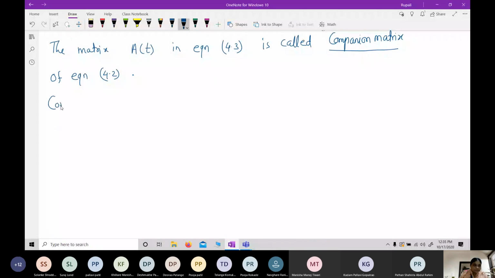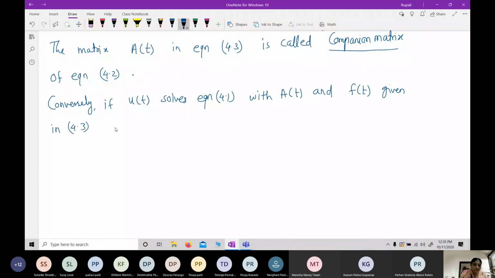Conversely, if ut solves equation 4.1 with A of t and f of t given in 4.3, then yt is equal to u1t is a solution of equation 4.2.